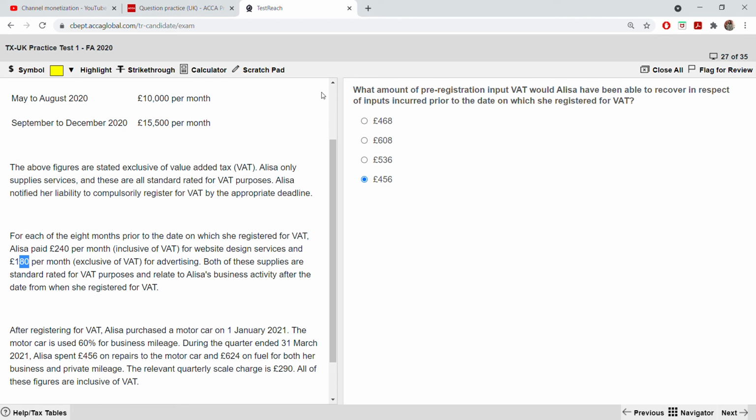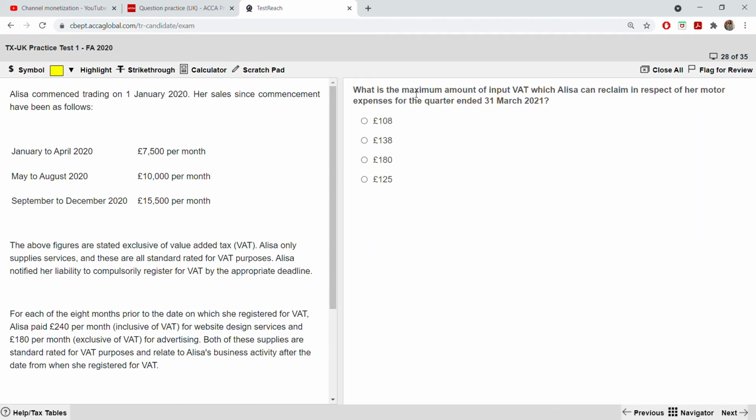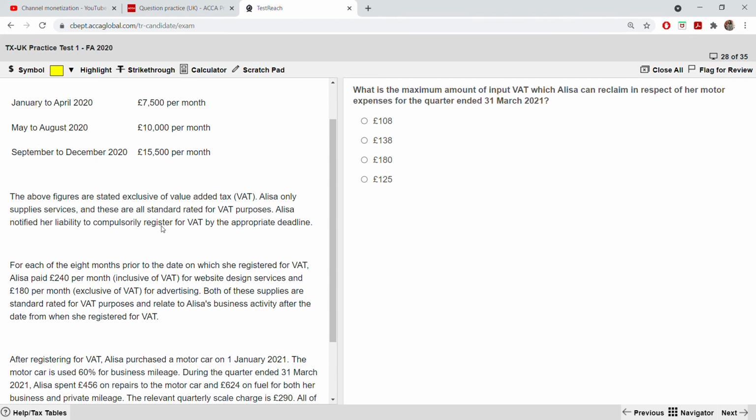When you are taking pre-registration input, that means before registering for VAT, what you can recover is only 6 months. That's it. 6 months before. So that's why we are multiplying it by 6, because this 180 and 240 is per month. So you have to multiply it by 6 months. Okay. Next. What is the maximum amount of input VAT which Alyssa can reclaim in respect of her motor expenses? So for motor expenses, let us read.